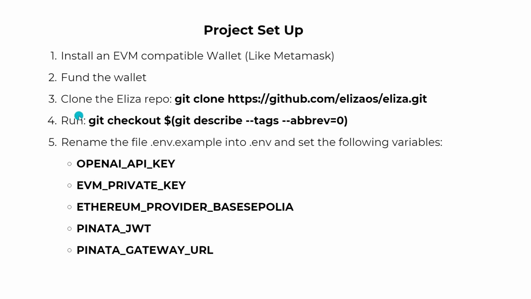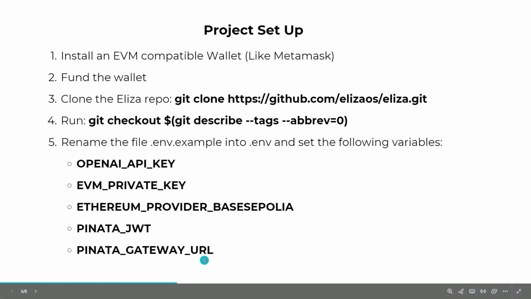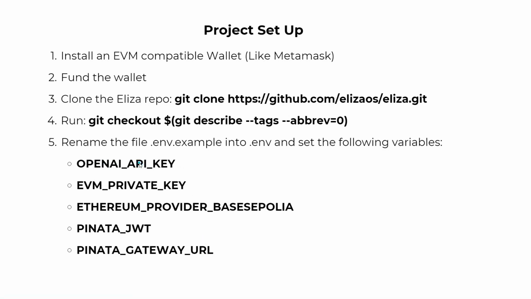Then we also need to rename the .env.example file to .env and set the following variables: OpenAI API key, EVM private key, Ethereum provider Base Sepolia, Pinata JWT, and Pinata gateway URL. Of course, here we can also use Anthropic instead of OpenAI.